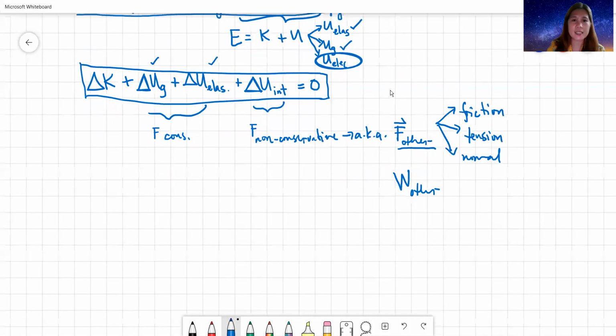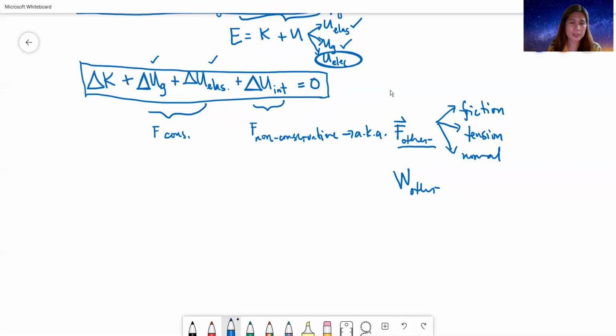Further simplifying this in a system, delta K: when we have delta, that's final quantity minus initial quantity. So the delta K here becomes final kinetic energy minus initial kinetic energy, plus UG here, there's no negative, so this is UG2 minus UG1, UG final minus UG initial. And then the elastic, no negative either, so it's another plus U elastic final minus U elastic initial. Okay? And then the change in the internal energy is contributed by the work done by other forces.